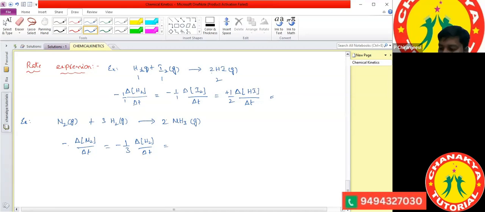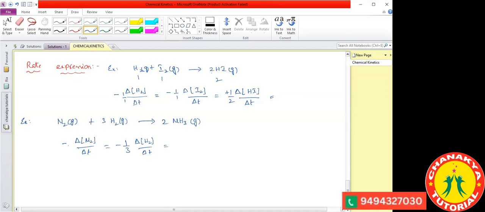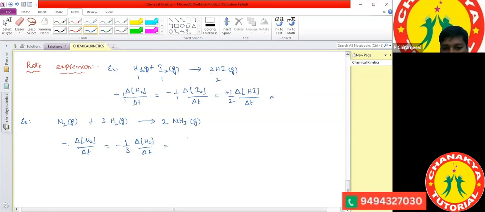This is the stoichiometric coefficient of the ammonia, 2. So according to that, while writing the products, we can write it as 1 by 2 delta NH3 divided by delta T.